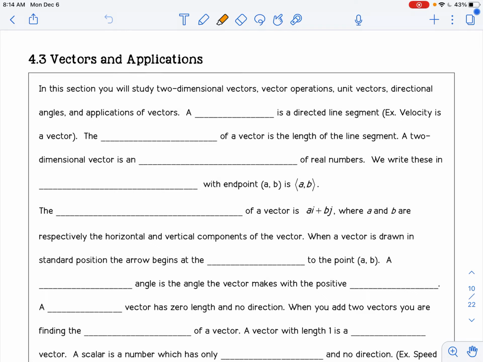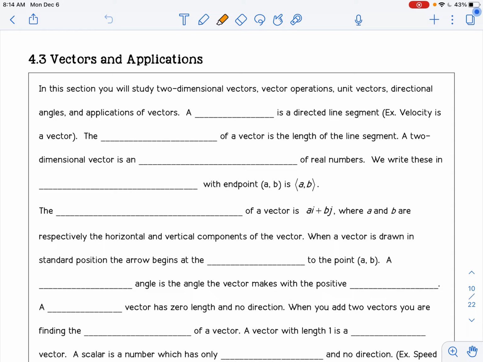Okay, so in 4.3, we're going to start something called vectors. We're going to go through some terms here to start, and then I'll work through some things. This is going to require a little bit of law of sines, law of cosines to figure some things out, or some of the sections we just did.